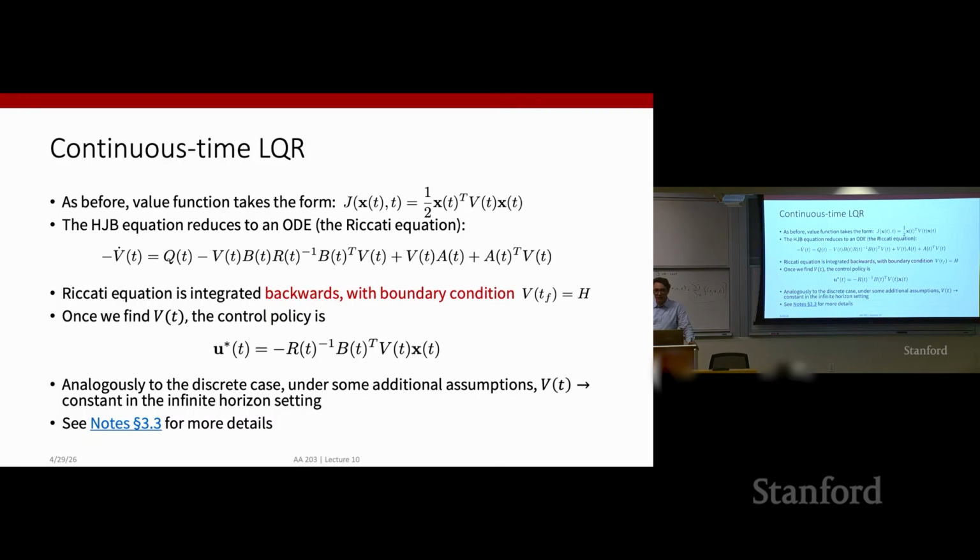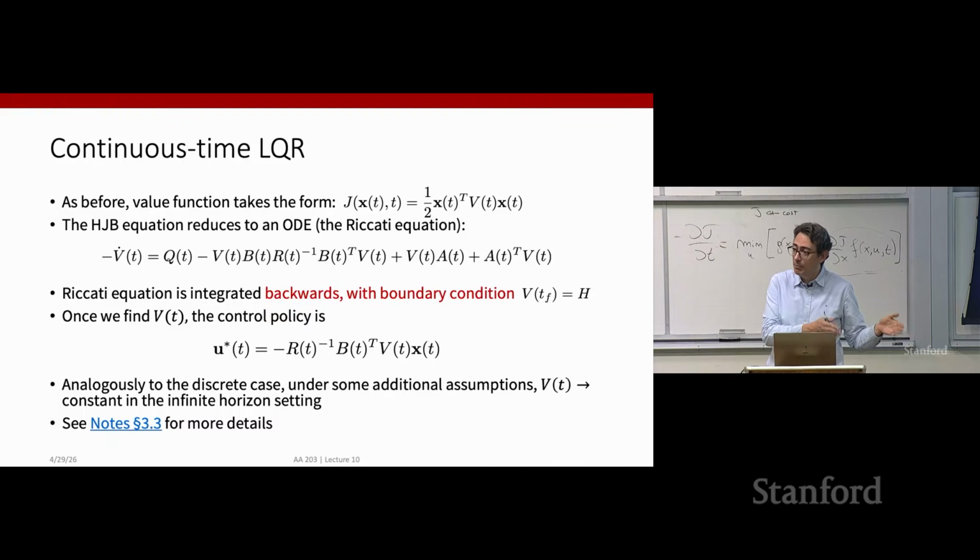So you do a bunch of boring algebraic manipulations, and you'll see that if V is chosen as the solution of this differential equation, where everything is known, so we know Q, we know B, we know A, and then we have the boundary condition that V at the final time is equal to H. So if V is solved according to this differential equation, referred to as the continuous time Riccati equation, then the Hamilton-Jacobi-Bellman partial differential equation is solved, which means that your guess was correct.